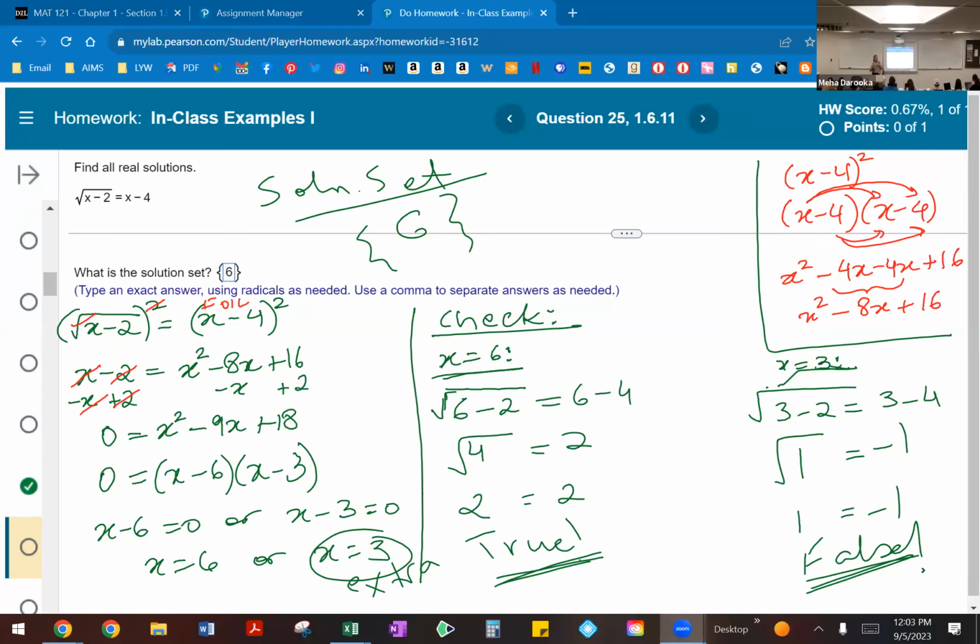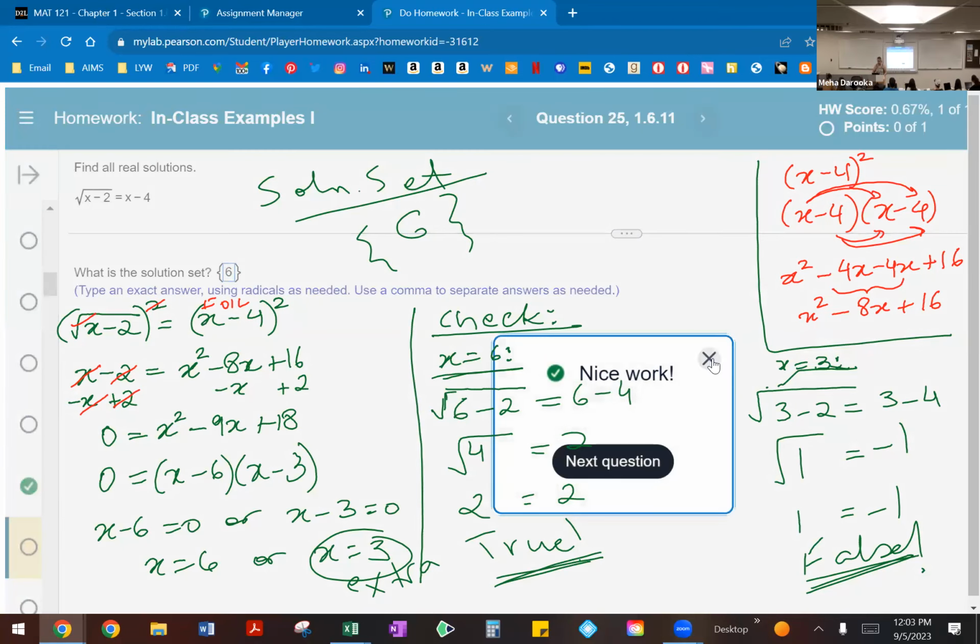So do you guys see why that extra step of checking is so important in these types of questions? Because you are going to end up with that extra solution. And if you didn't check it and we put both of them, then of course we're going to get that unhappy message from MyMathLab saying you did something wrong, fix it.